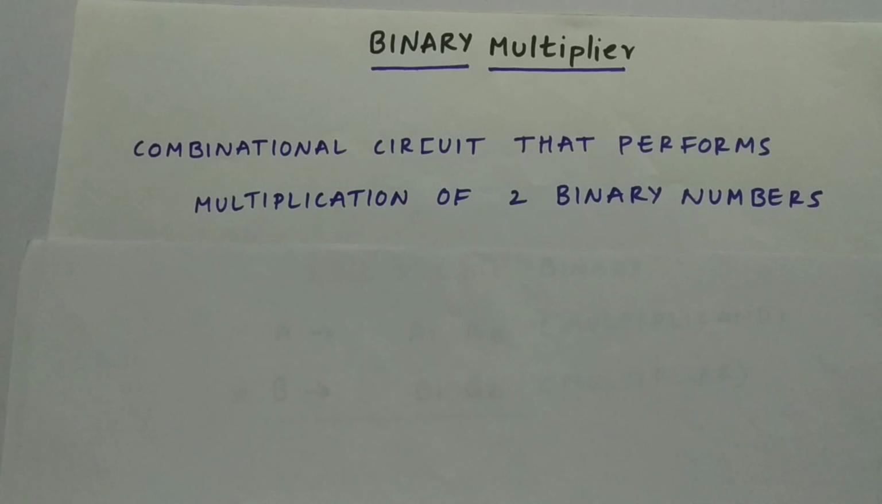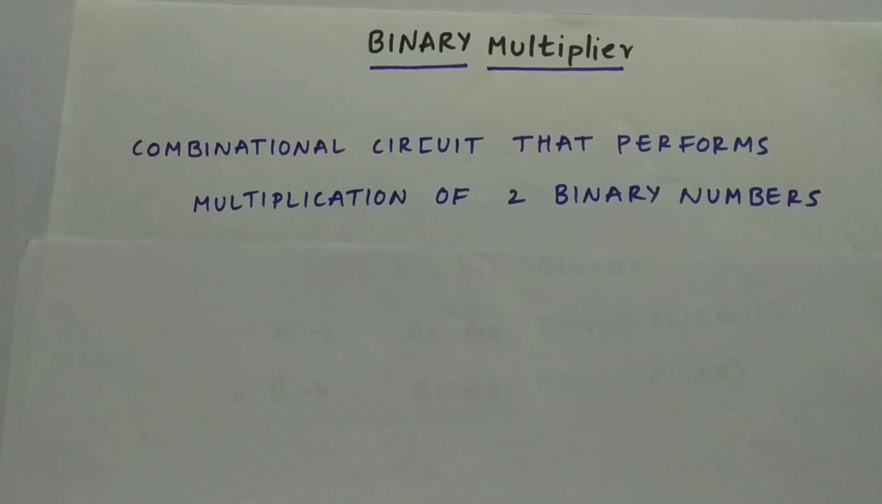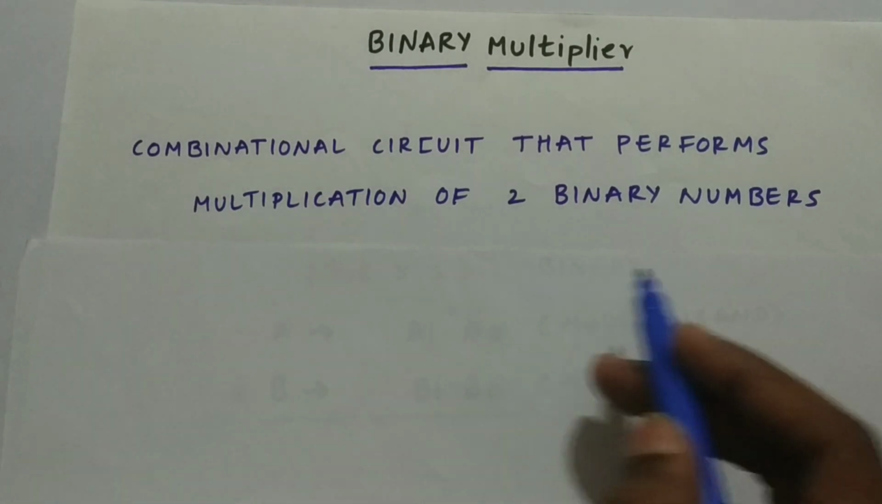So without any further delay, let's go to binary multiplier. To add binary numbers, we use full adders. To multiply binary numbers, we need to use a binary multiplier. A binary multiplier is a combinational circuit that performs multiplication on two binary numbers.